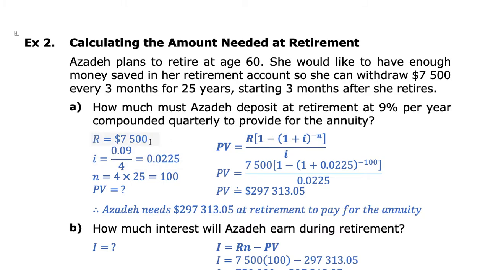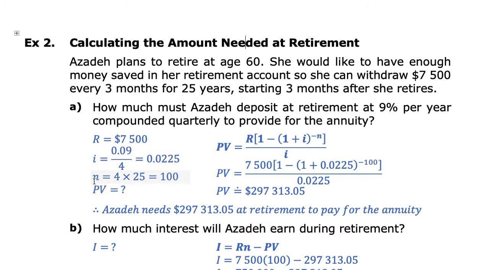The regular amount that we would like to withdraw is $7,500. The interest rate needs to be adjusted because it's quarterly. Every 3 months is quarterly. Divide 9%, the annual percentage rate, by 4 to get our calculation factor for interest.